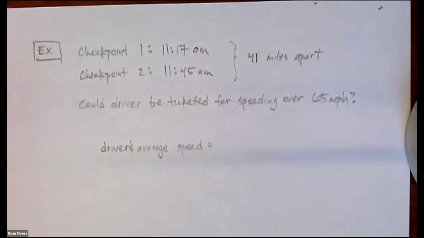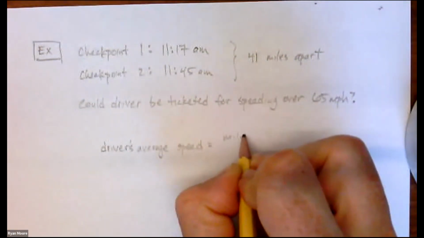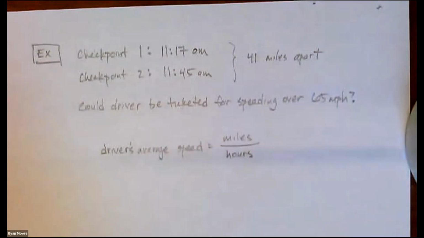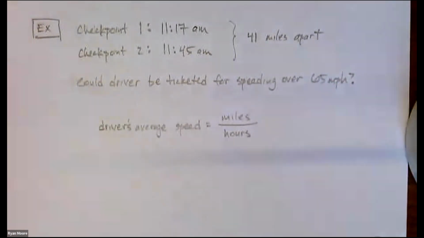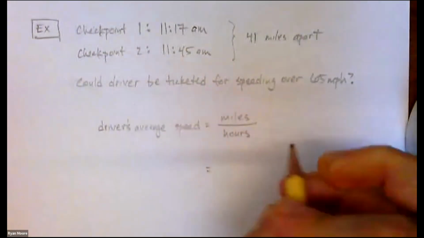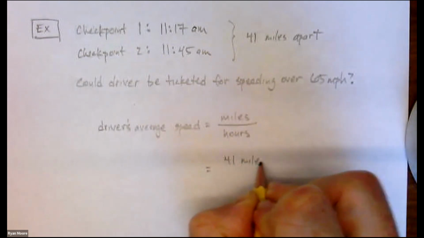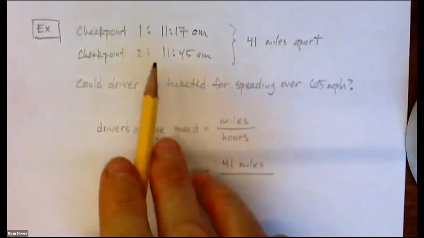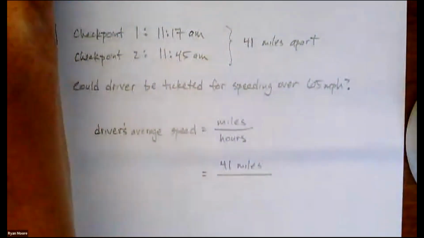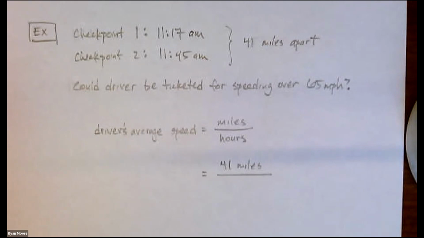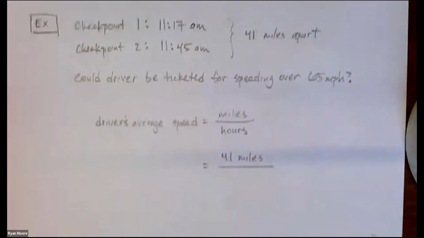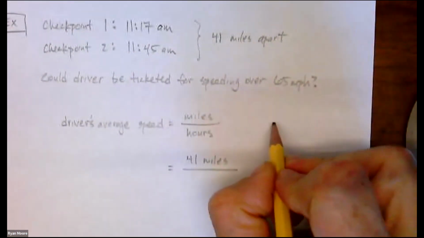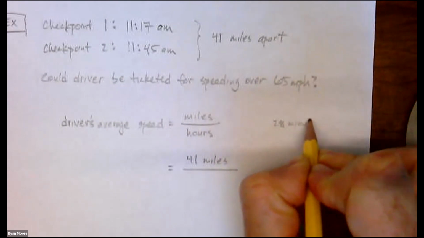It's not too difficult. It's going to be how many miles were covered divided by how many hours it took. Total distance, total time. Well, what is that here? 41 miles. How many hours is this? Well, we've got it all in minutes, but okay, let's see. 45 minus 17. So if I just do this to the side here, 45 minus 17, it was 28 minutes.